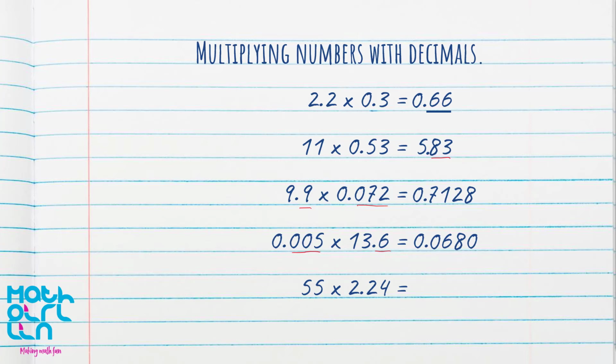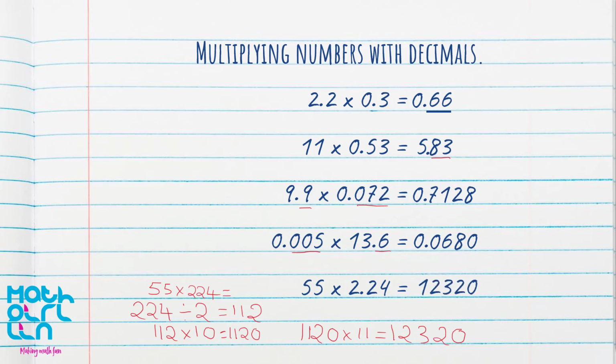Last one. 55 times 2.24. First, we multiply 55 times 224. These are large numbers, so we will use the trick we learned to multiply by 55. Let's see. 224 divided by 2 is 112. 112 times 10 is 1120. Let's multiply this by 11 and you get 0, 2, 3, 2, and finally 1. See how quickly we multiplied a 3-digit number by 55?